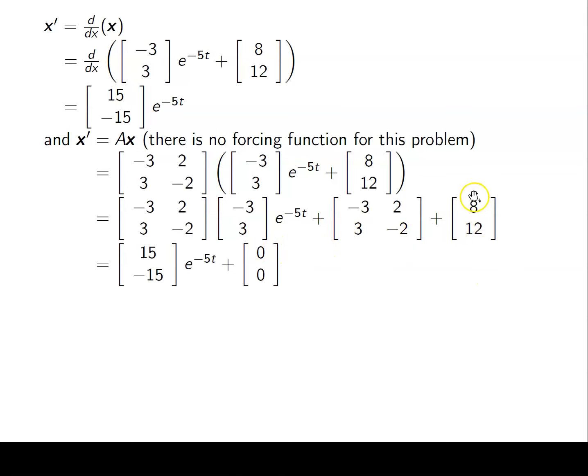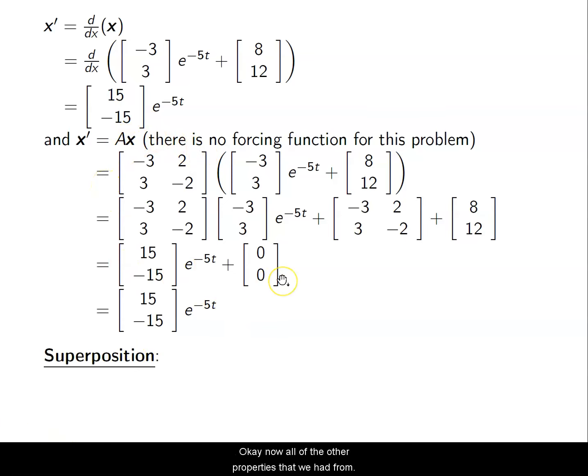This row times this column gives me 3 and 8 is 24. Negative 2 plus 12 is negative 24, so that adds to 0. And I got the exact same thing for when I took the derivative of my solution vector versus when I multiplied my solution vector times my coefficient matrix, right?